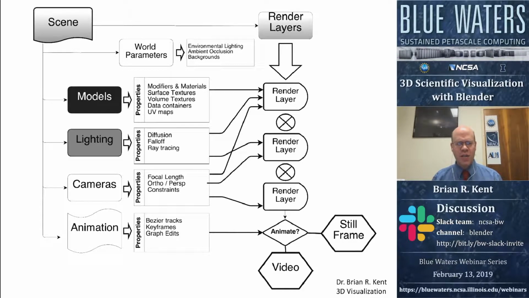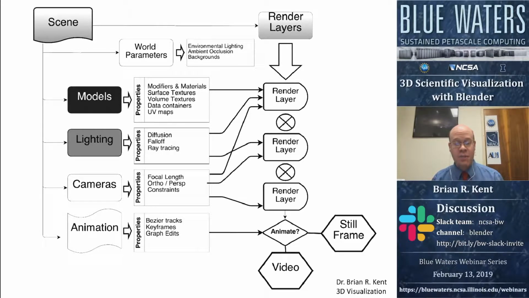And how do we want to deal with our camera setup? Do we want a telephoto shot? Do we want it to be wide angle? Do we want an orthographic or a perspective view? How do we place constraints on our camera? That's something that we'll go over very briefly in our tutorial. And then how are we going to animate all this together?